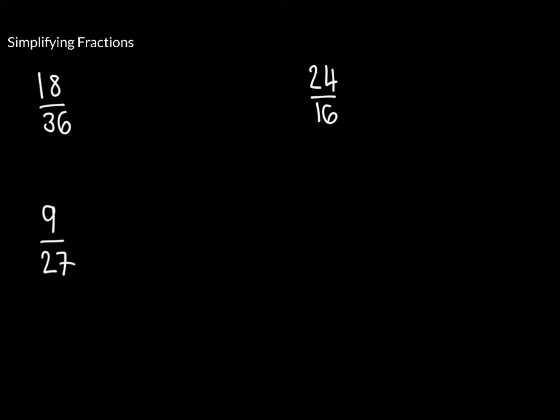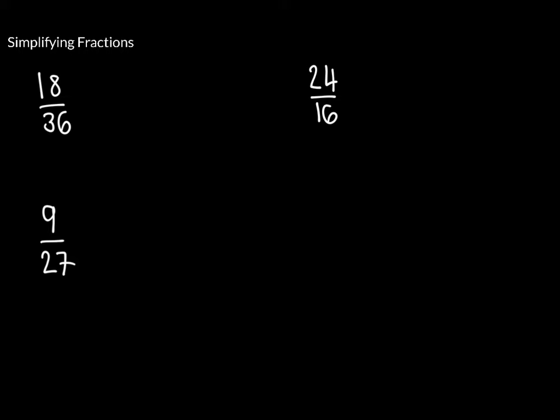So I'm just going to try and explain simplifying fractions a little bit. On this page, I've got three different fractions written. When we're looking to simplify a fraction, we're trying to write it in its simplest form. So we're going to get to a point where we can't make it any smaller than it already is. So if we look at 18 over 36.